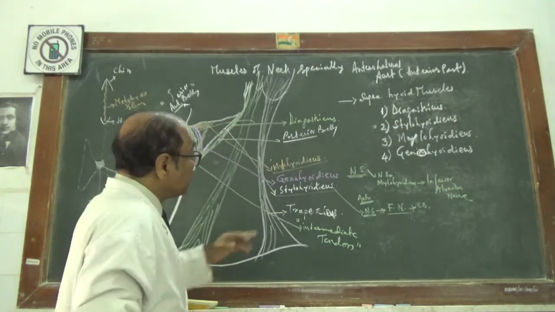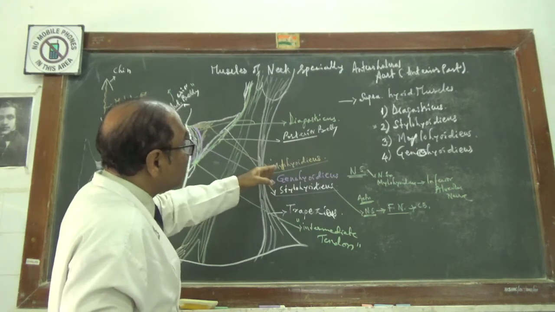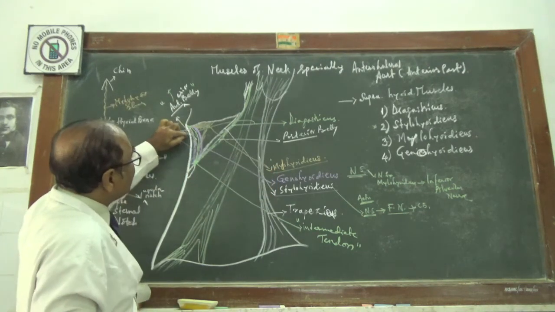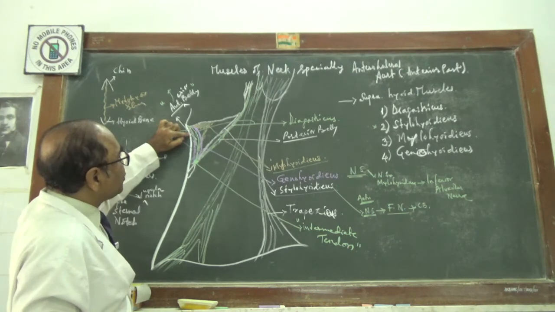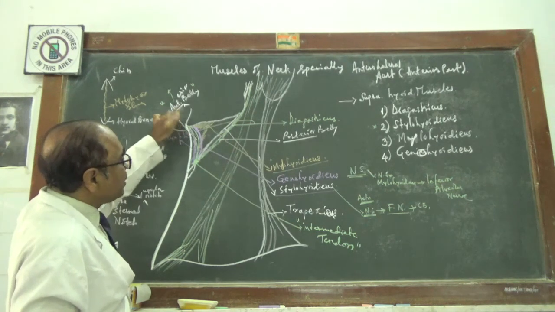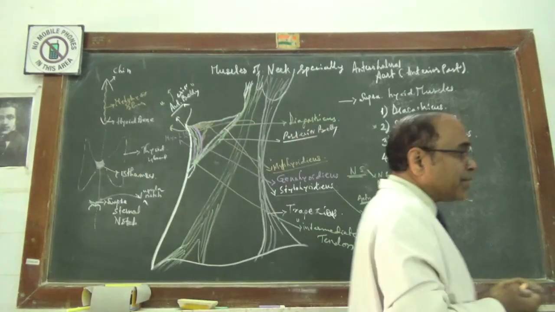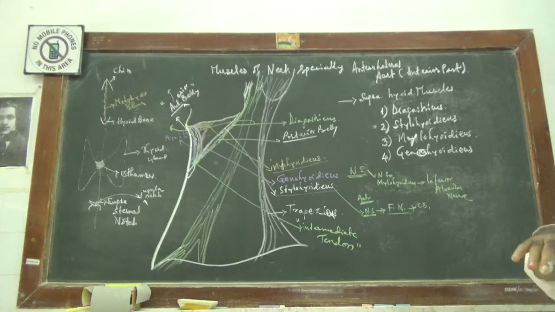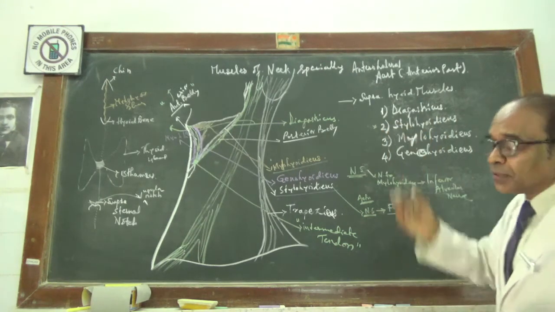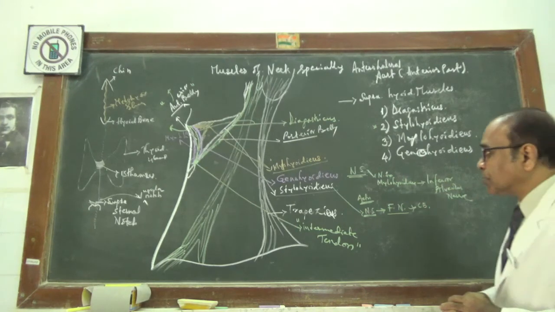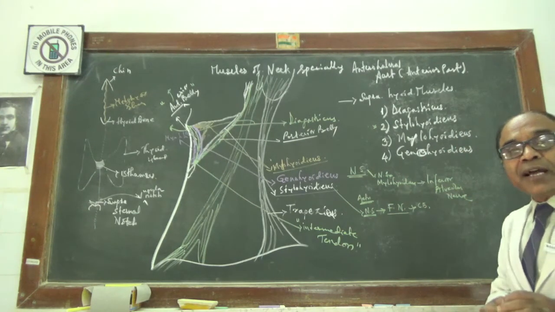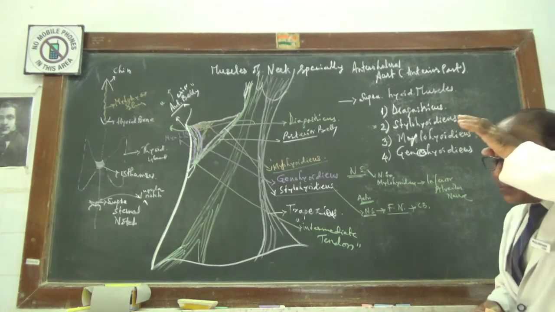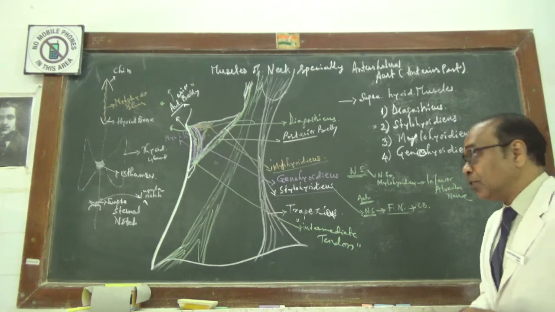Then what is the relation of this? Superficially it is related to the skin, superficial fascia, deep fascia, and platysma. Deeply it is related to the mylohyoideus, and all the contents of the inferior part of the tongue, which form the floor of the tongue itself or the oral cavity. It comes as a superior relation with the nerve to the mylohyoid, the artery to the mylohyoid, and the vein to the mylohyoid.